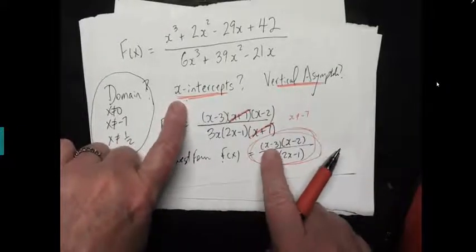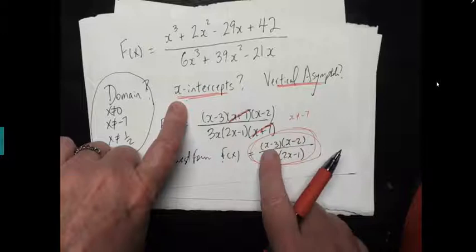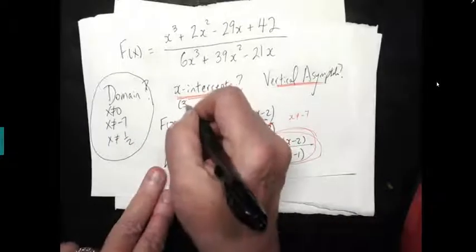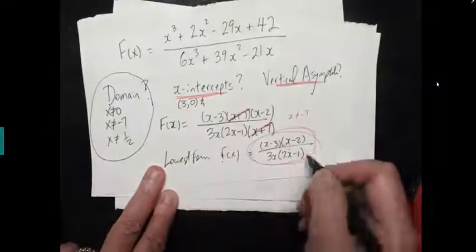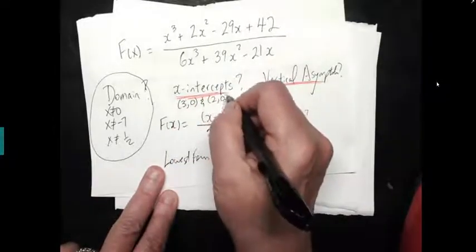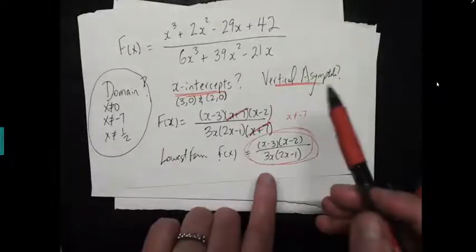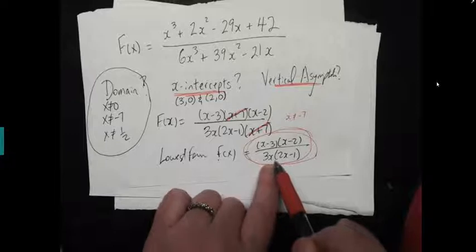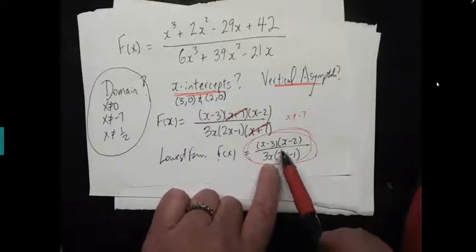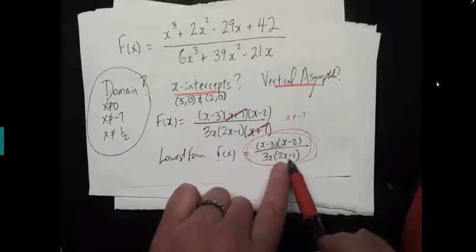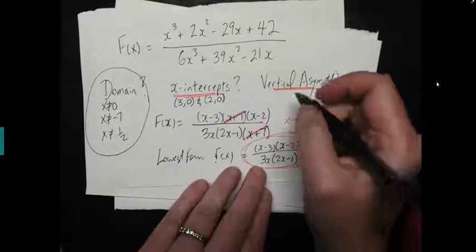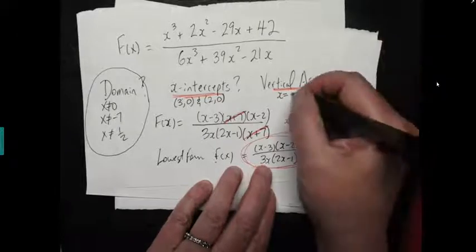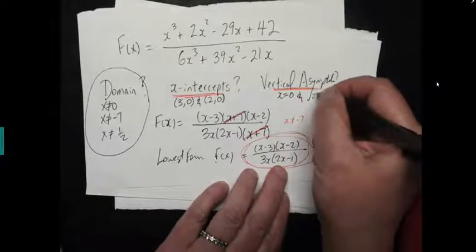I can see that the zeros of the numerator are 3 and 2, and so I'll have an x-intercept at 3 and an x-intercept at 2. So I have 2 x-intercepts. And for vertical asymptotes, I look at the lowest form, and I can see that the zeros of the denominator in lowest form are x equals 0 and x equals a half. So I have 2 vertical asymptotes. Their formulas are, they're the vertical lines, x equals 0 and x equals 1/2.